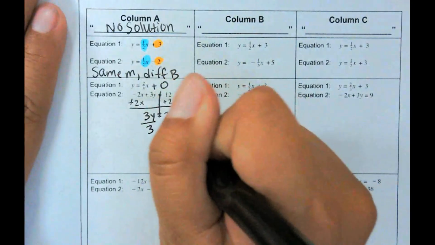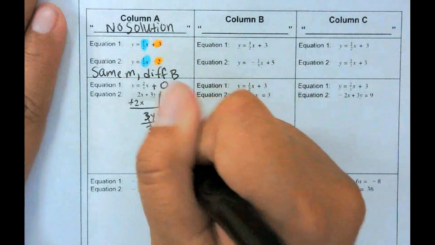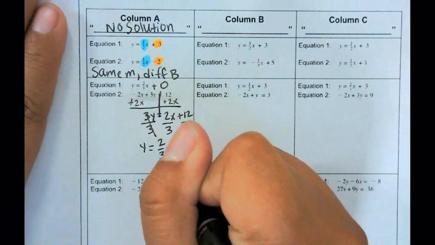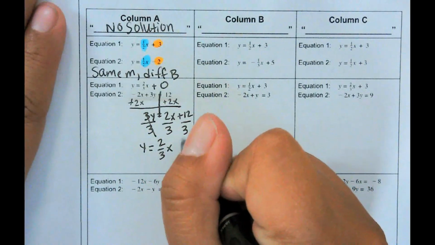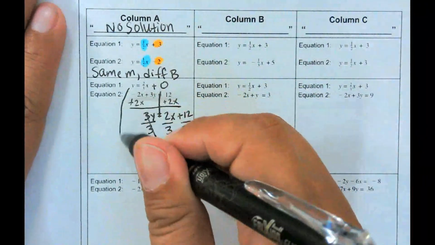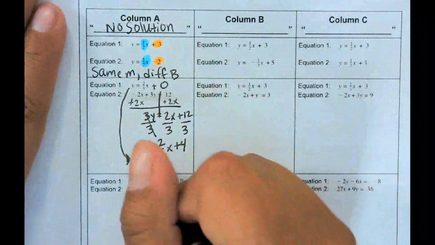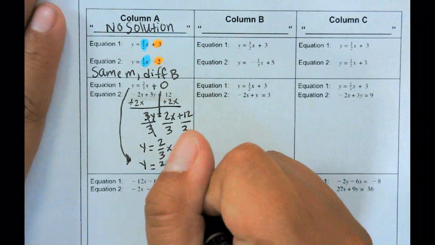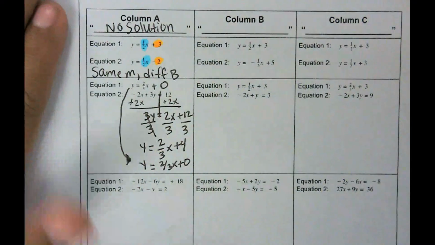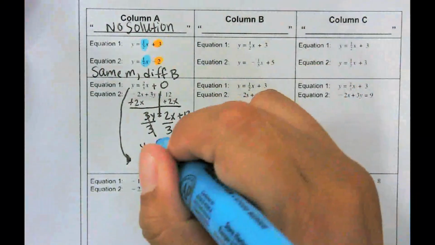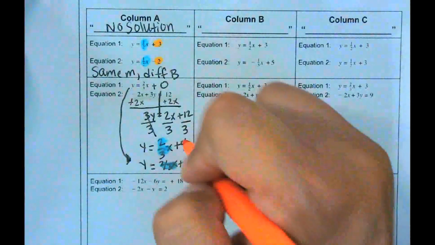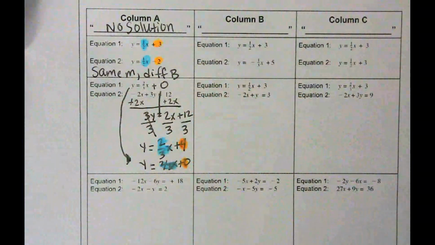Divide by 3. 12 divided by 3 is 4. And then I'm going to bring this one down right here so I can compare. Y equals... again, you're comparing. Your m is the same. Your b's are different.